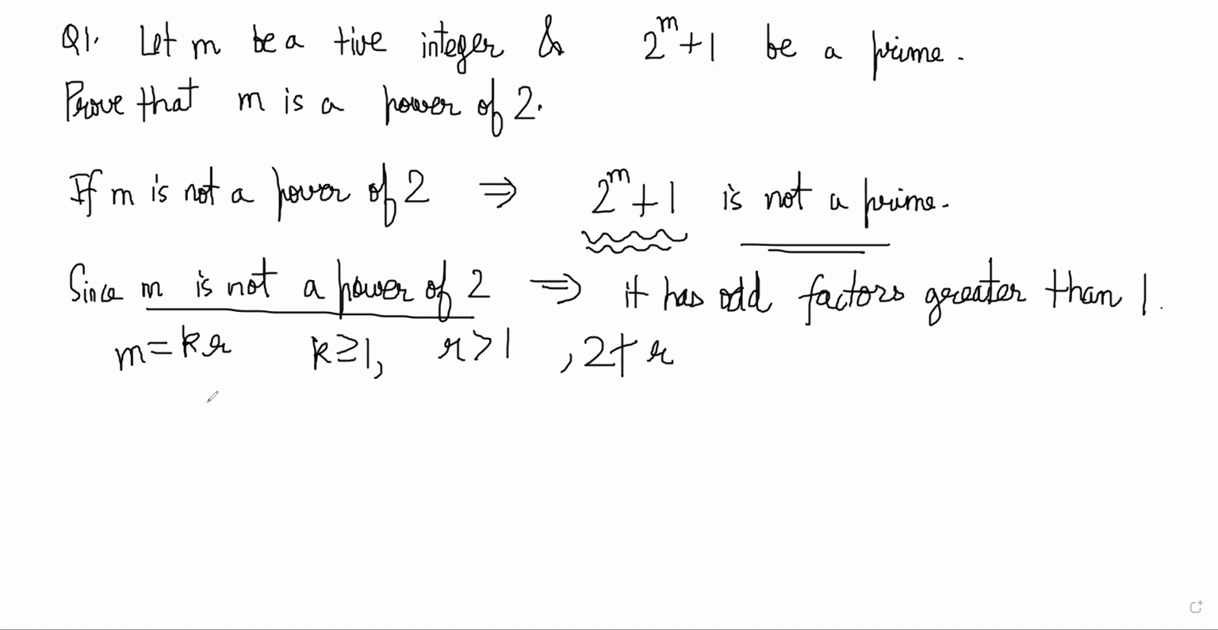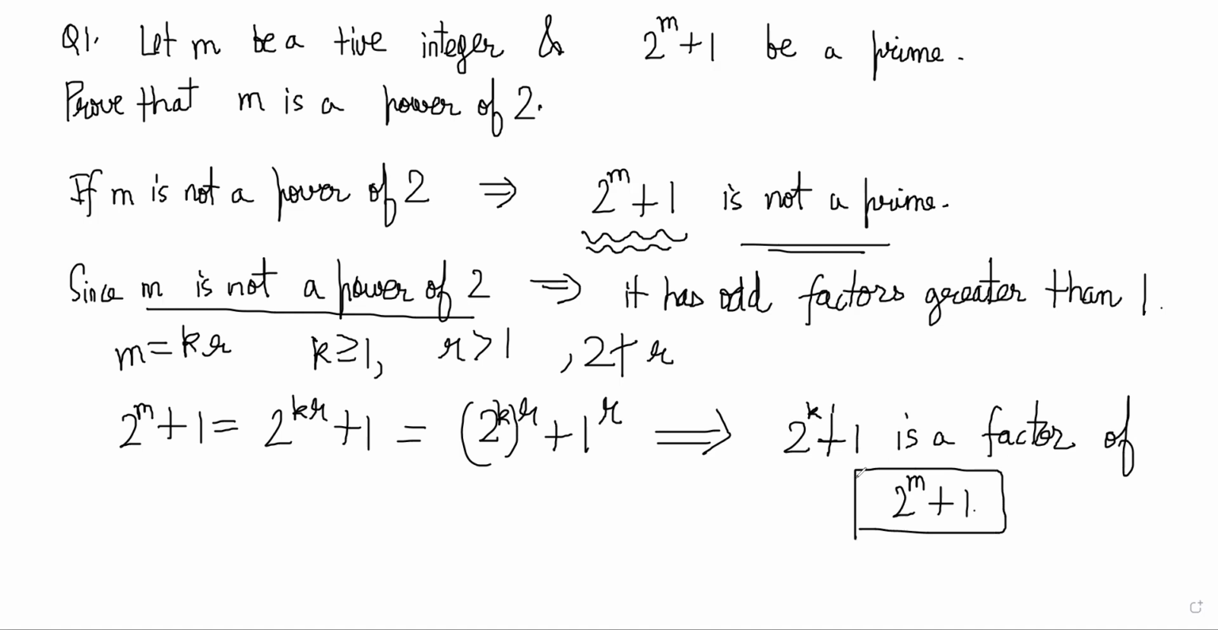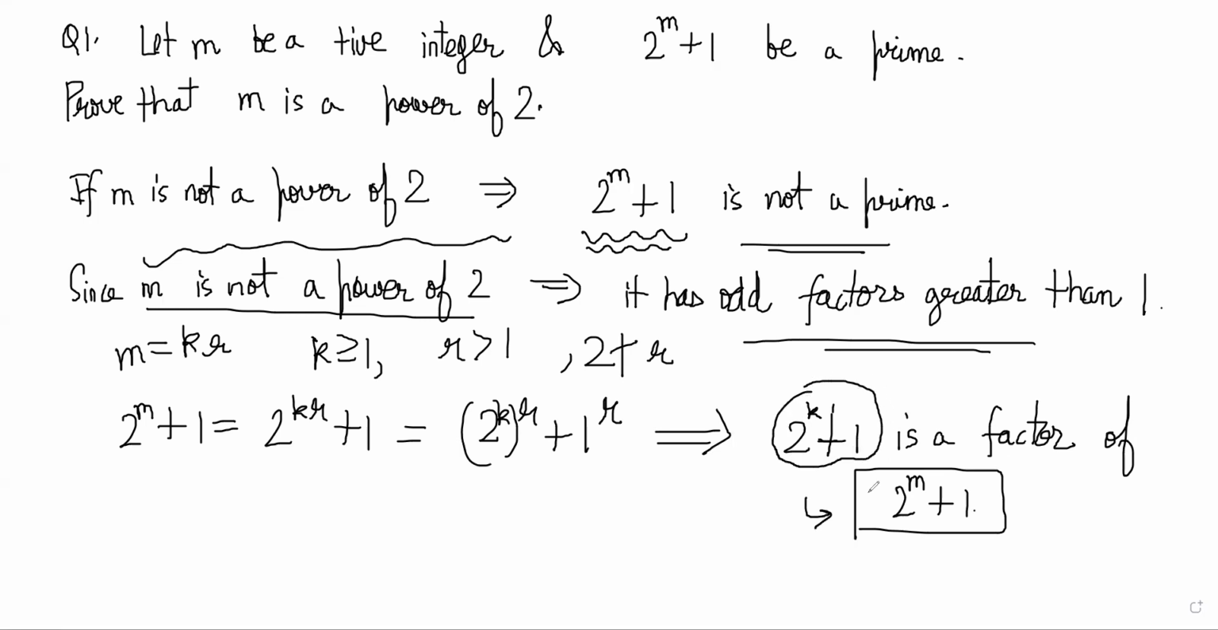So what we can do now is write 2 power m plus 1 as 2 power kr plus 1, which is written as (2 power k) power r plus 1 power r, which proves that 2 power k plus 1 is a factor of 2 power m plus 1, right? So we are guaranteed that if m is not a power of 2, it will have some odd factors. For example, 2 power k plus 1 is one such factor of 2 power m plus 1 in that case, right?